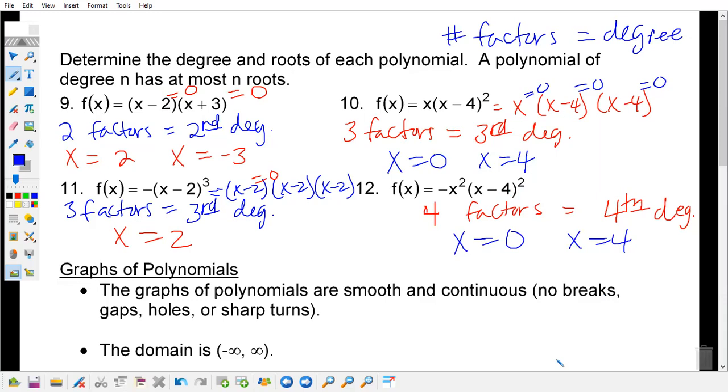How do you feel about finding the degree and the roots? Yeah? No? Maybe so? Was it terrible? Okay, it's going to come together in a second.